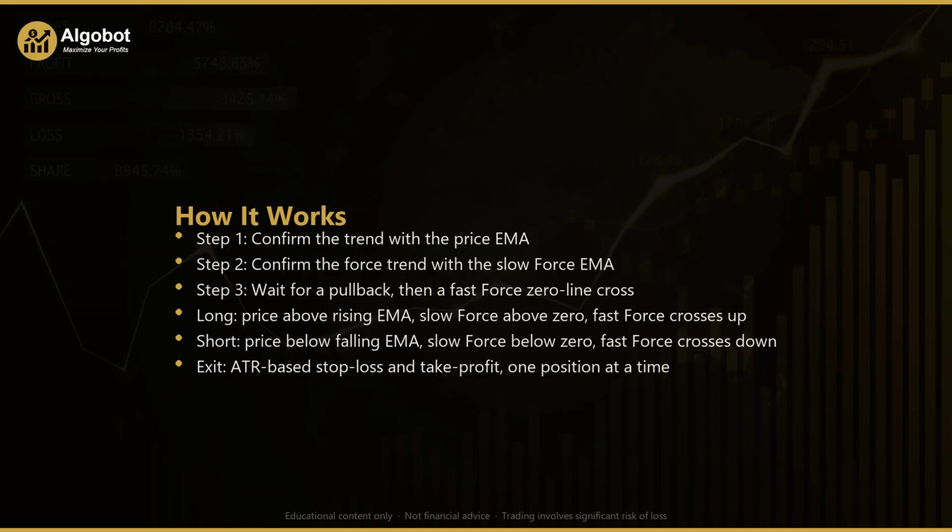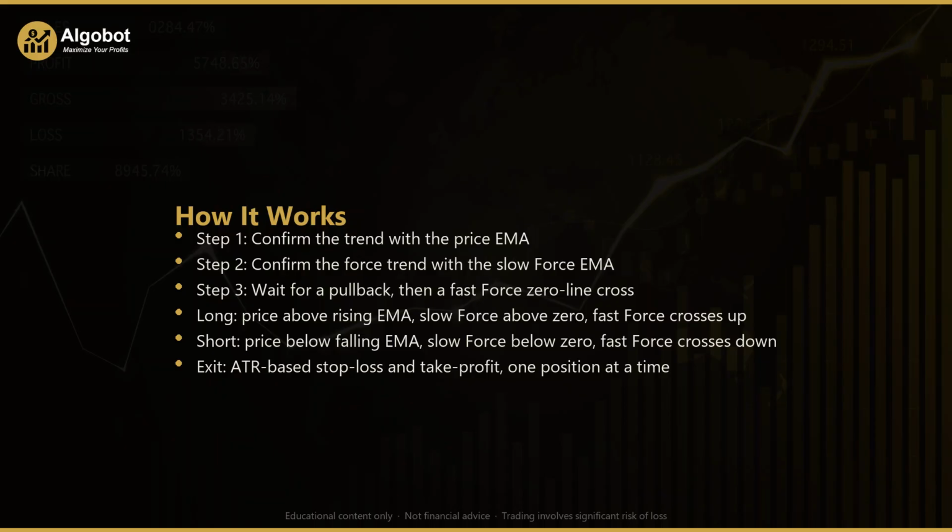Second, it checks the force trend. The slow force average must be above 0, which tells us buyers have been in medium-term control. Third, and this is the timing piece, it waits for the fast force average to cross up through the zero line. In other words, on the prior bar the fast force was at or below 0, reflecting a pullback where selling briefly took over, and on the current bar it has pushed back above 0, showing that buying force has returned. When all three align, the strategy signals a long entry.